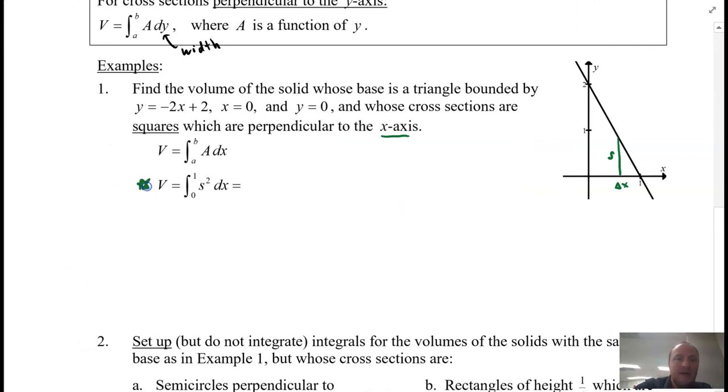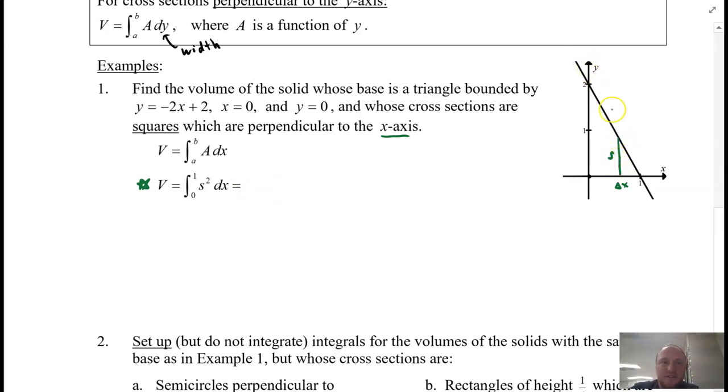So the volume is equal to the integral from 0 to 1, and these are our limits of integration, of s squared, which is our area, dx, which is our width. So this is volume, and we're going to accumulate all of that volume. All right, so what we need is to represent s in terms of x. I want my integral to be in terms of x. So what is this distance if I was to calculate s?